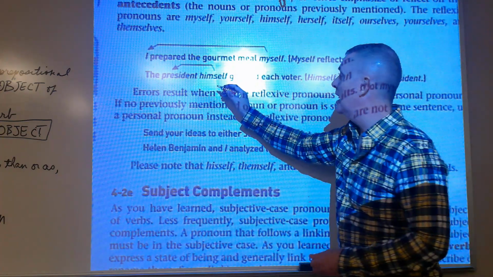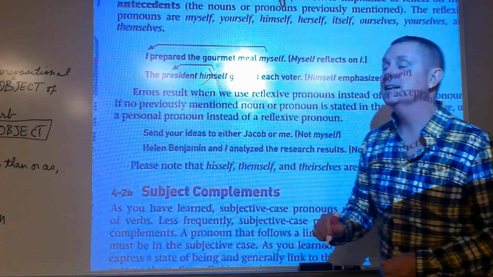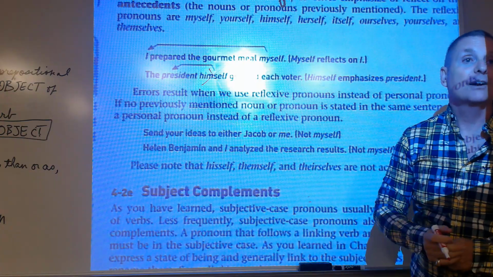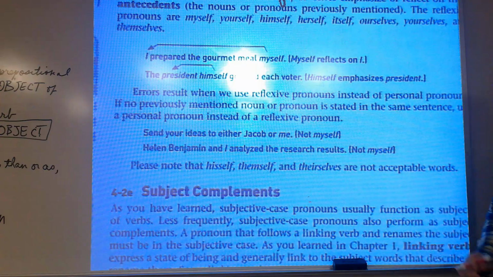The president himself greeted each voter, but I think that probably can be left out and say the president greeted each voter. It's kind of redundant, really. But it does refer to the president right there.